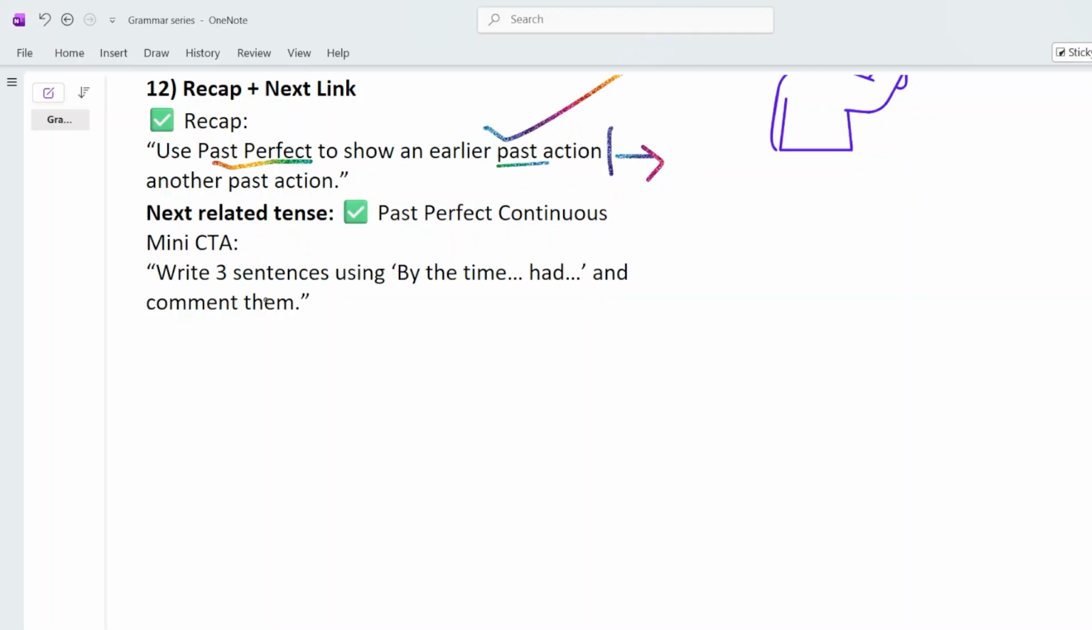A mini call to action before I leave for today is: write 3 sentences using by the time, had, and. If you want to comment, it's okay, otherwise you just need to do only one thing consistently and sincerely, which is practice. Okay. So tenses are not difficult, they are just time clarity.